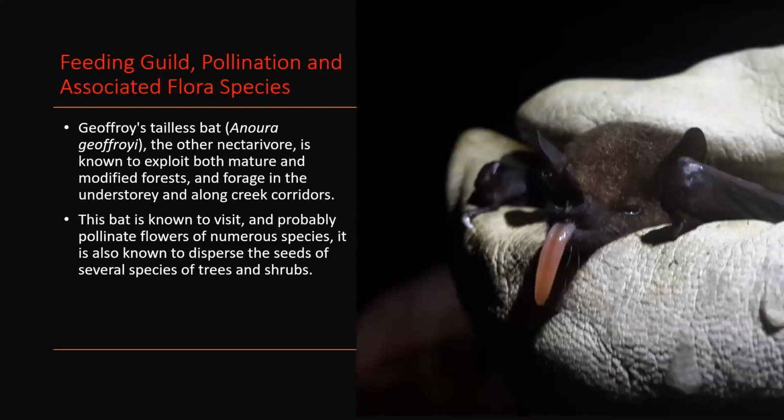Geoffroy's tailless bat, Anoura geoffroyi, the other nectarivore, is known to exploit both mature and modified forests and forage in the understory and along creek corridors. This bat is known to visit and probably pollinate flowers of numerous species. It is also known to disperse the seeds of several species of trees and shrubs.